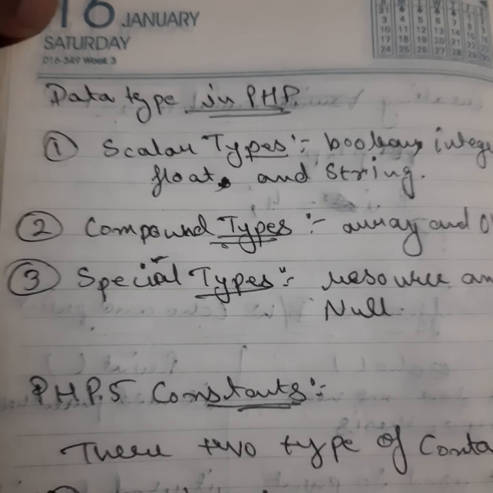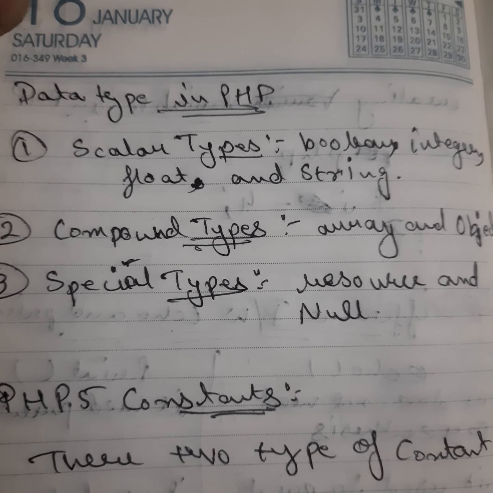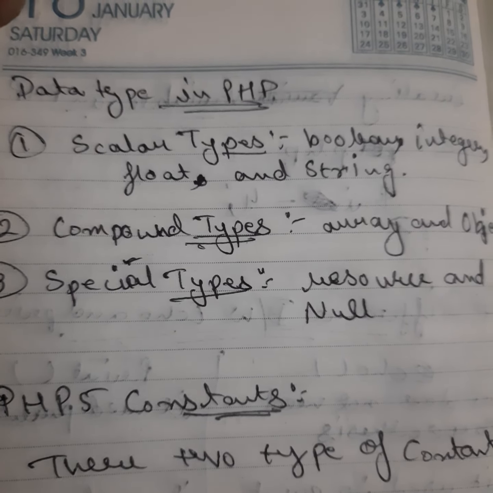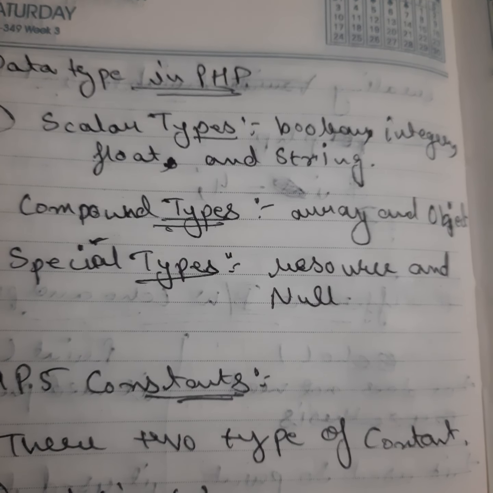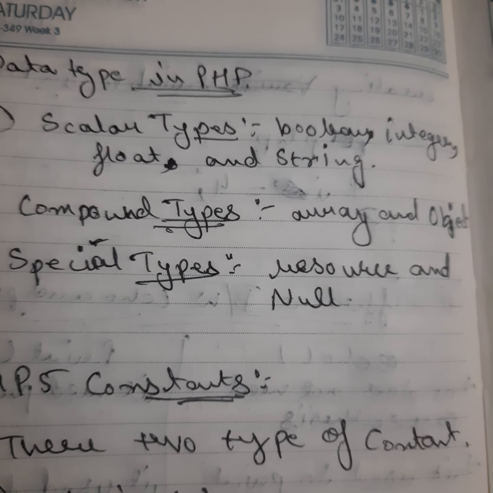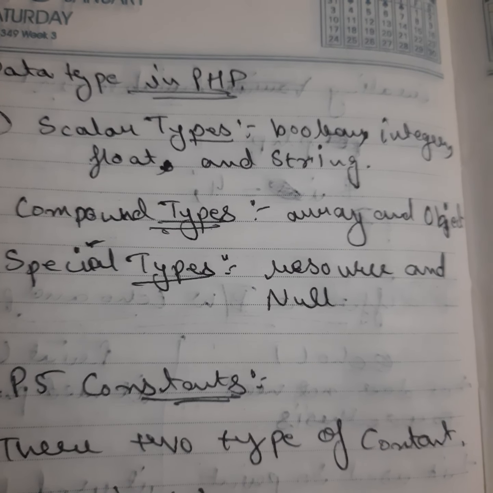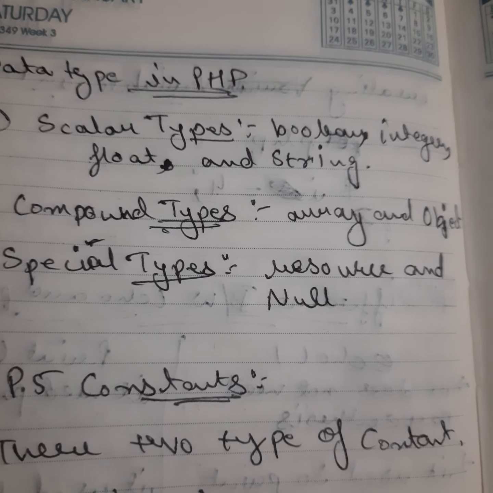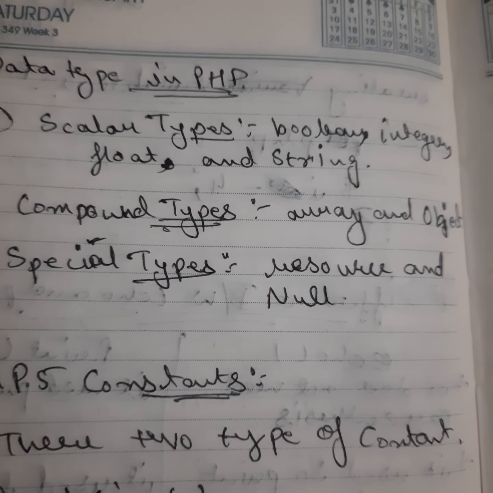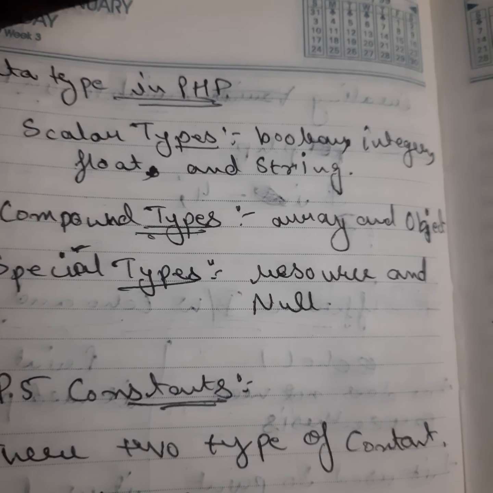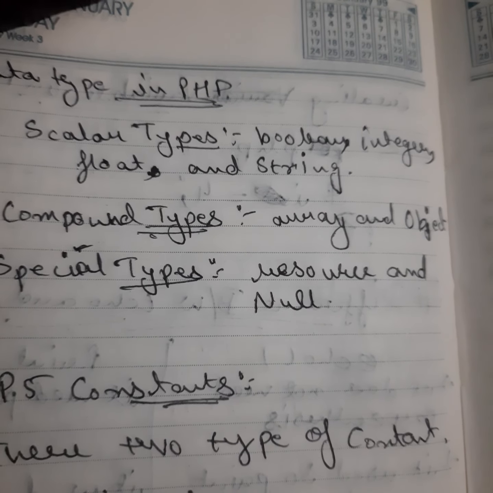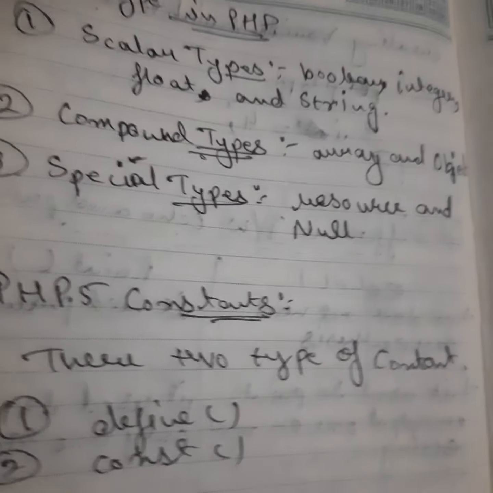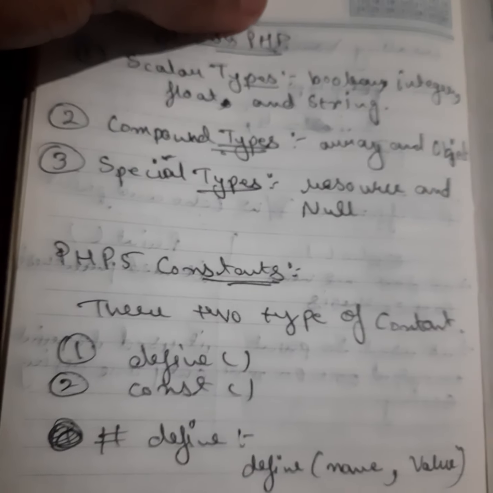Data types in PHP. There are three types: scalar types, compound types, and special types. Boolean, integer, float, and string are the scalar types. Array and object are the compound types, and the special types are resource and null. Resource is used for linking one page to another page, and null is used to nullify all that.